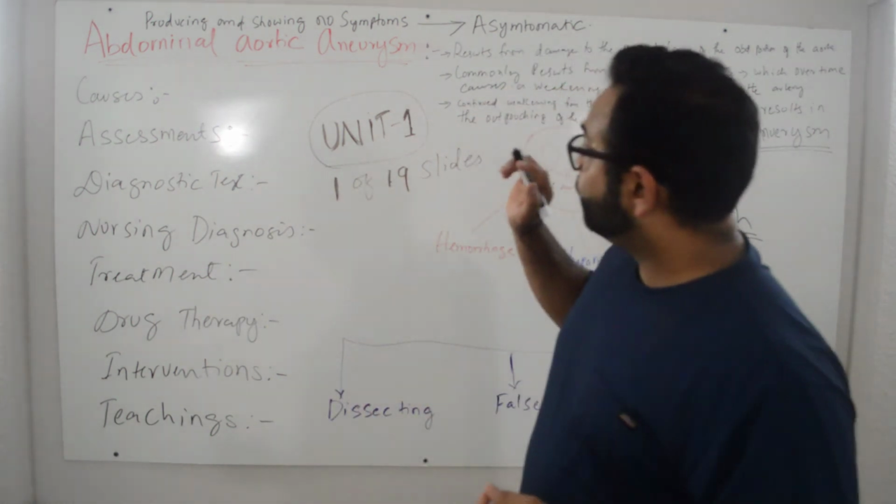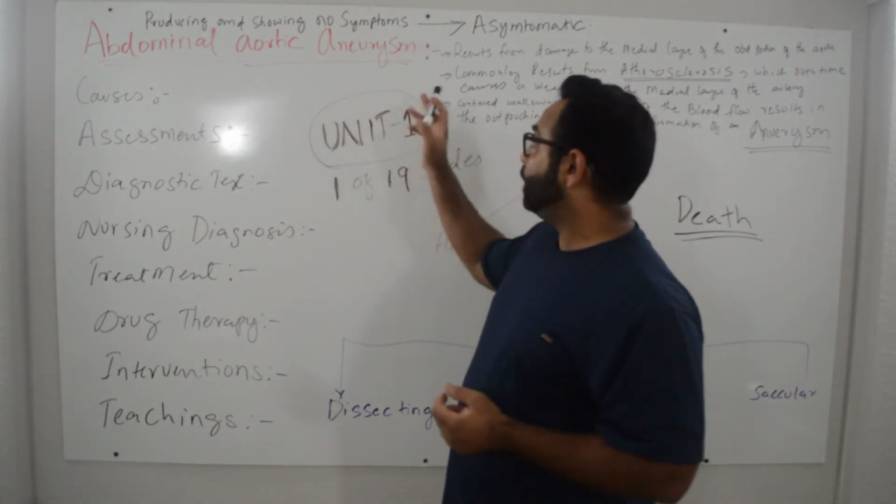So alright, so this is the first slide. We're done with the first slide, abdominal aortic aneurysm.